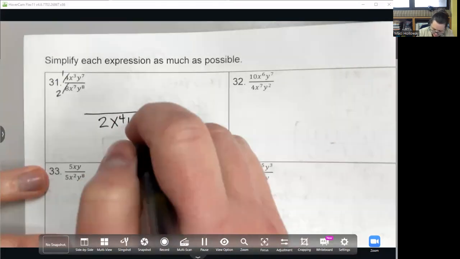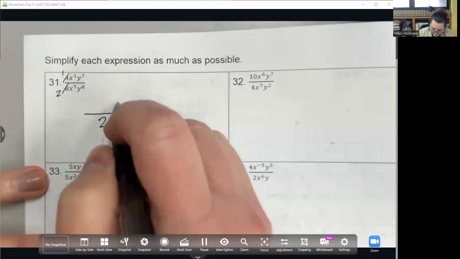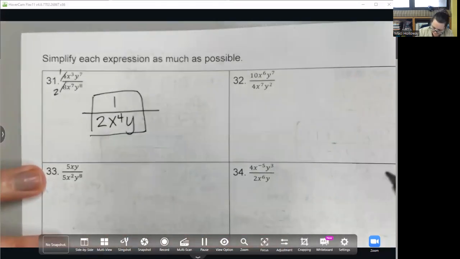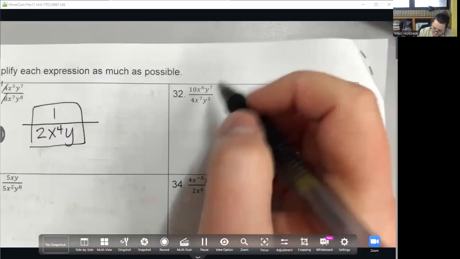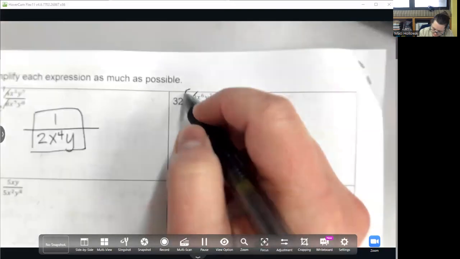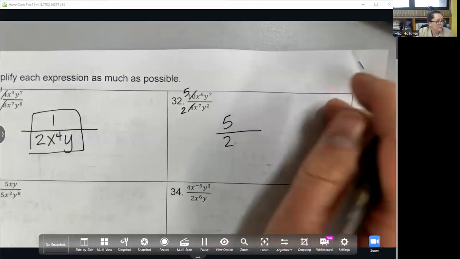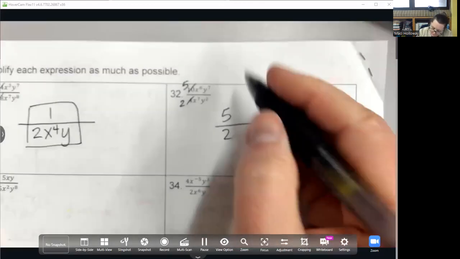That tells me that the 1 goes on the bottom. And if there's nothing on the top, it's a 1. That's the answer. All right, 32. Let's reduce these by 2. So we have 5 and 2. I like to make my fraction first and then go forth.